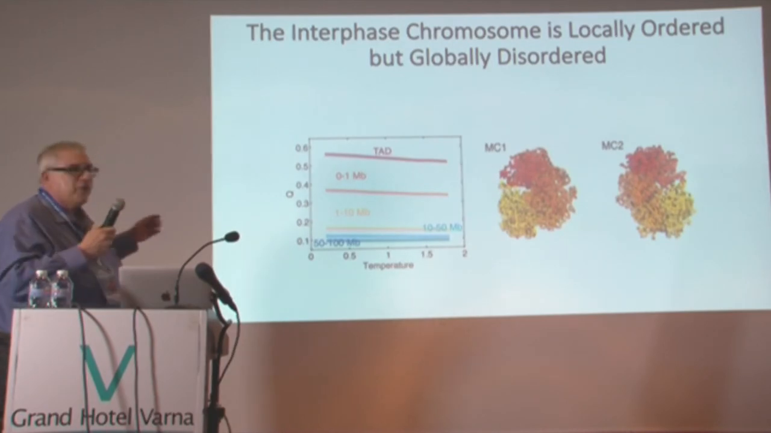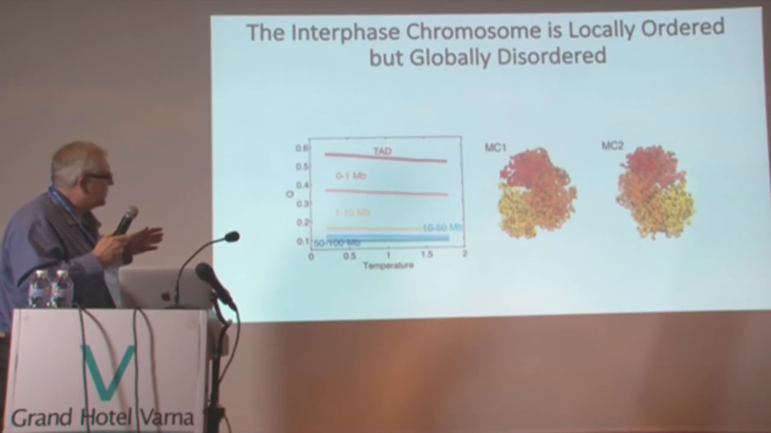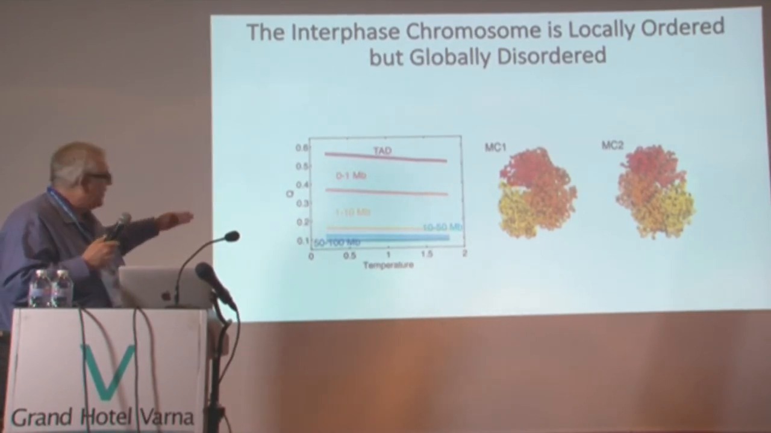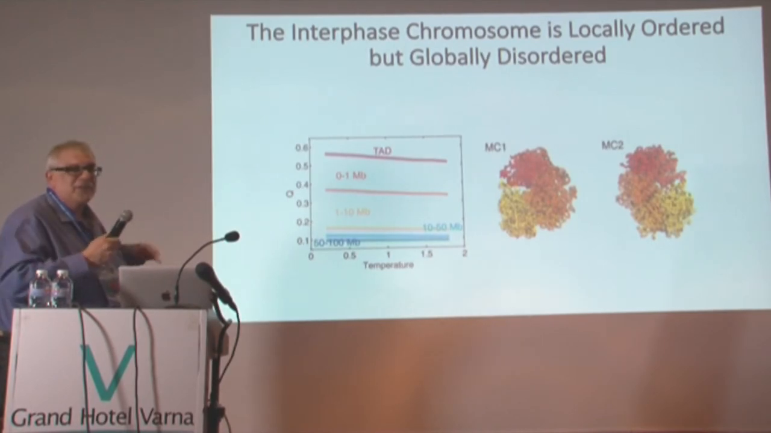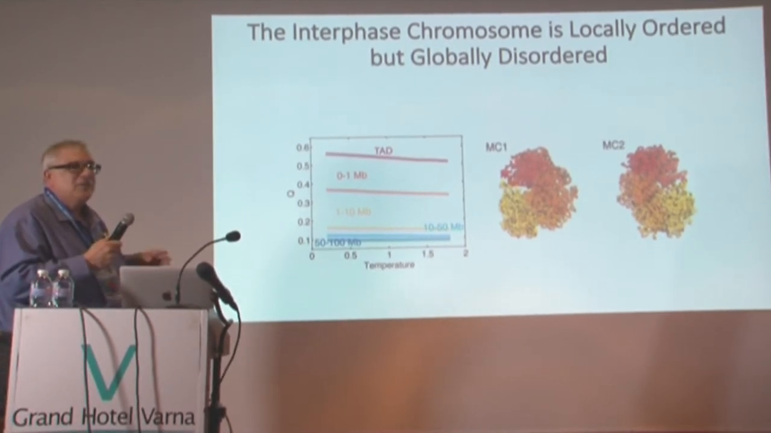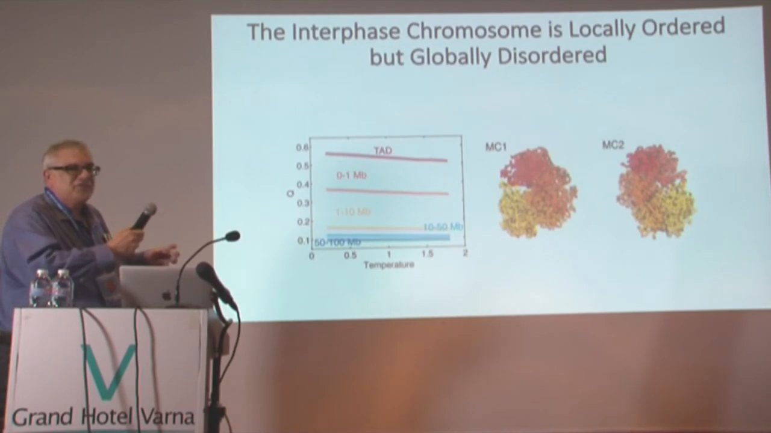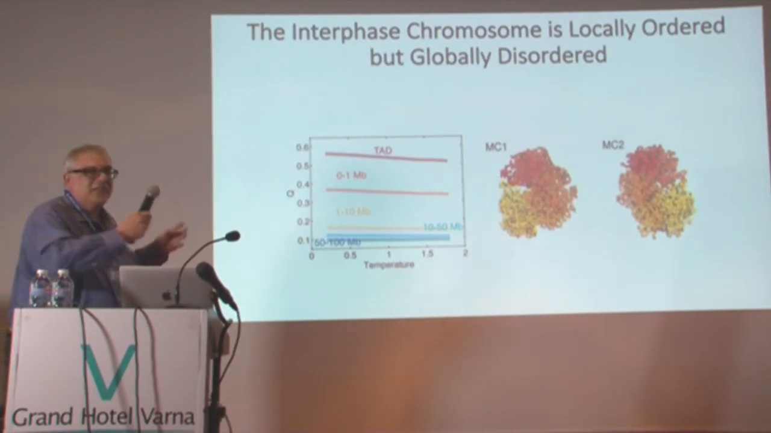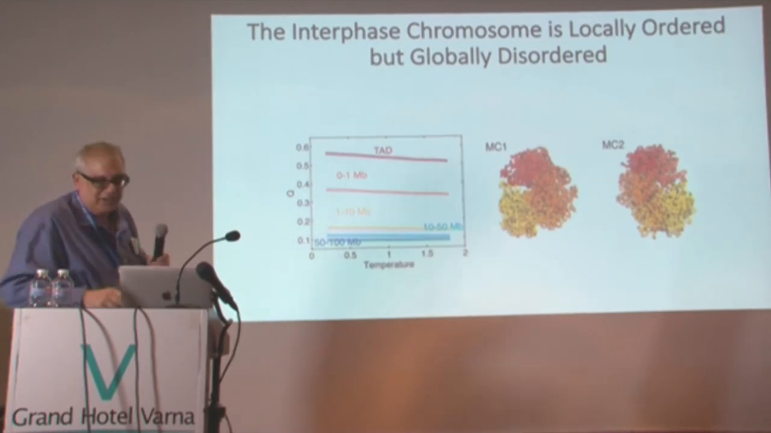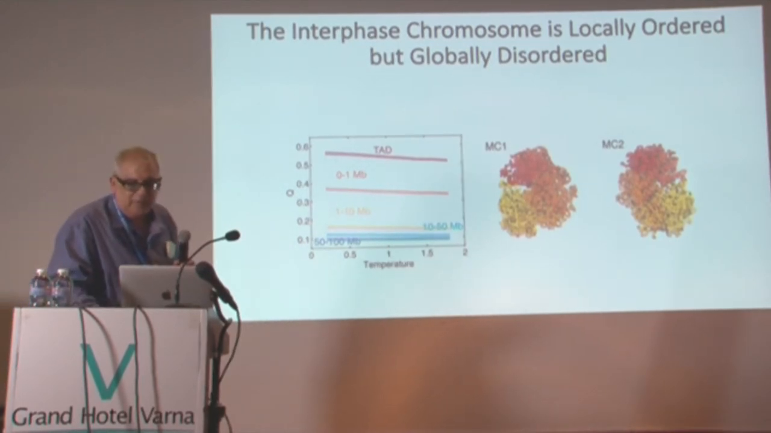If you go much bigger, or if you pick random parts of the genome, things that don't correspond to those TADs, then the similarity goes down, and then as you get to long length scales, the similarity is almost non-existent. So what's happening is there's regions that have structure, but they're flickering in and out, and that allows the whole chain overall to take up many different orientations.